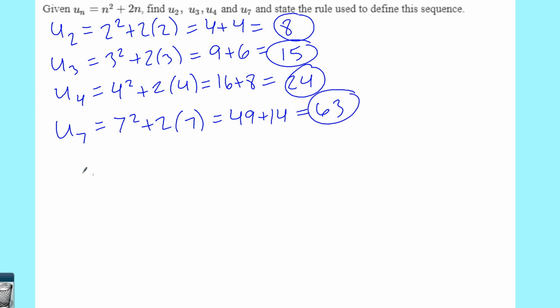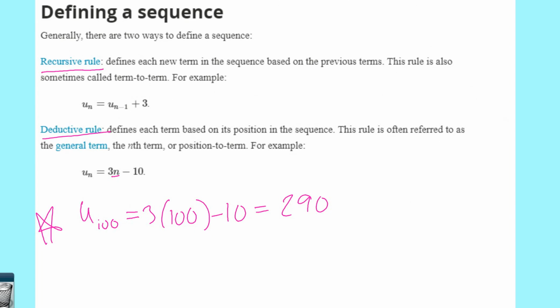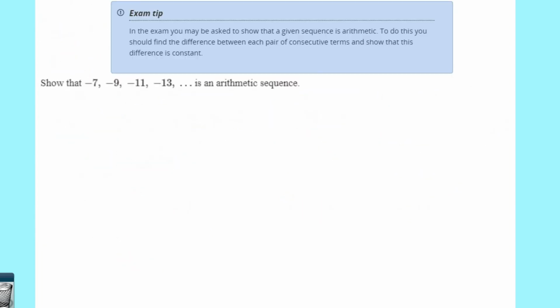Alright. And the rule is the deductive rule. Ooh, if I could spell, that would help. That's supposed to be a U. Deductive rule. Because you only need to know where it is in line. You don't need to know the term before it, right? I'm saying that right. Deductive rule. Yeah. I don't know, I'm second guessing myself.